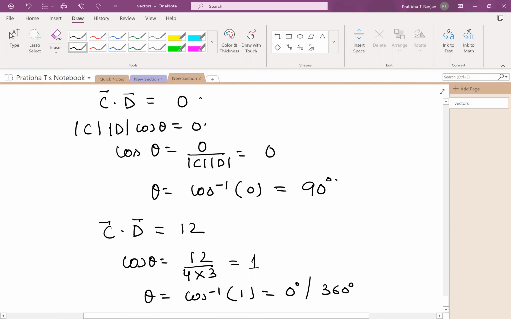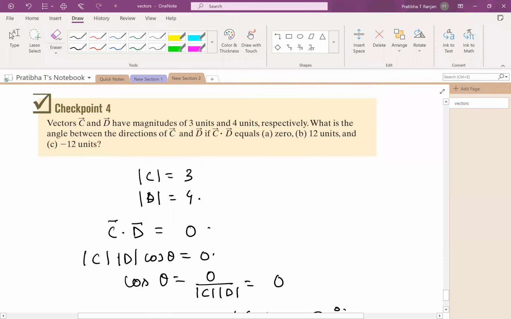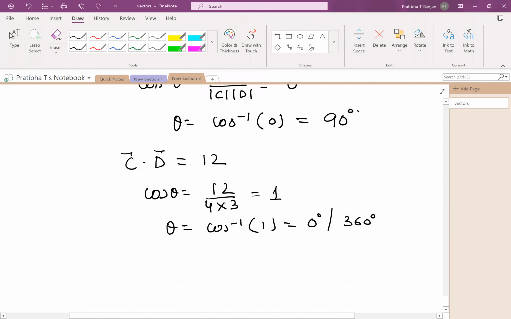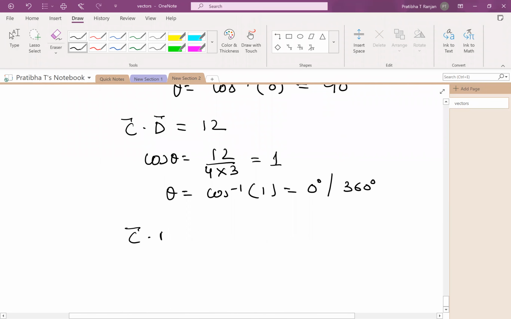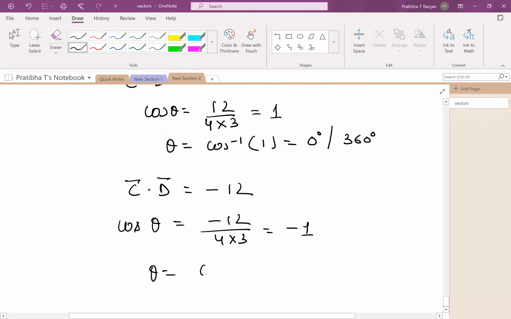Right? Yeah, got it. Okay, now the third one is minus 12 units. So C dot D is equal to minus 12 units. So here cos theta equals minus 12 over 4 times 3, that is negative 1, and theta equals cos inverse negative 1, that is equal to 180 degrees, right? So I hope now you understand the dot product. Yes, I got it. Okay.